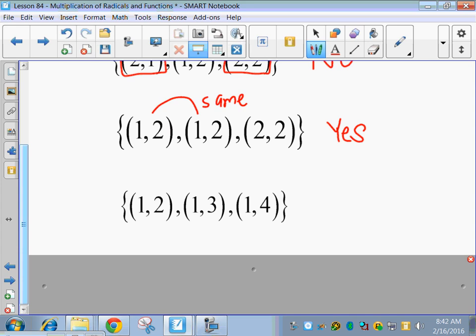Okay? How about this one? I've got the point (1, 2). I've got the point (1, 3). And I've got the point (1, 4). Julia, what do you think? You are correct. All 3 of these make it not true because I plugged in 1 and I got 3 different things out. So it's not a function.